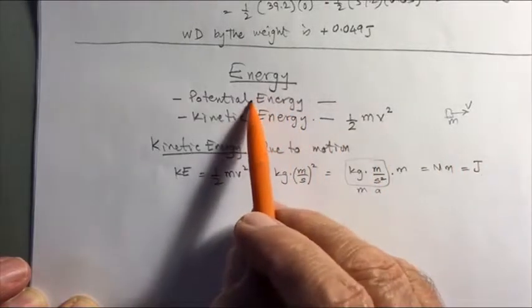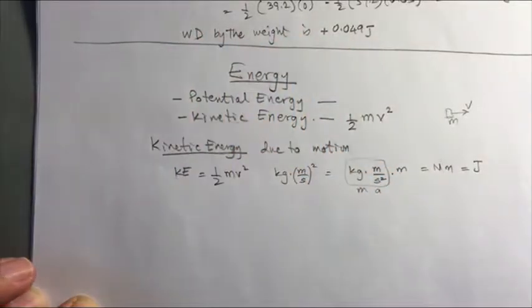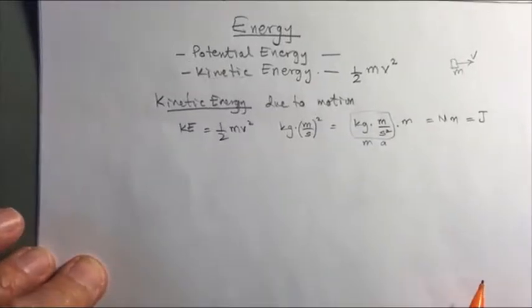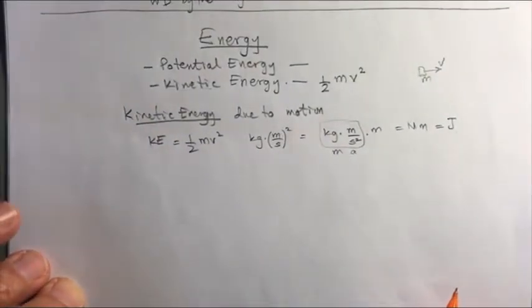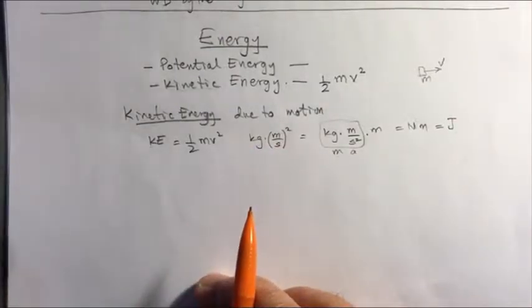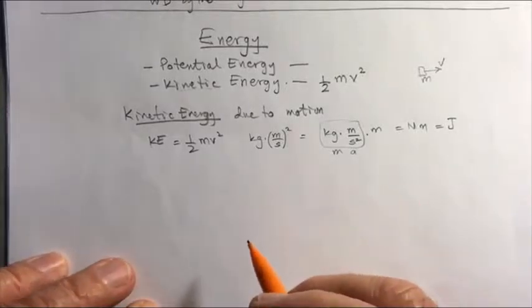The joule is also the unit of potential energy. It is also the unit of work. So work, potential energy, and kinetic energy all have the same units, and in fact they're very closely related to each other, and they can interconvert from one to the other. So potential energy can convert into kinetic energy, and kinetic energy can convert into potential energy, or it can convert into work.